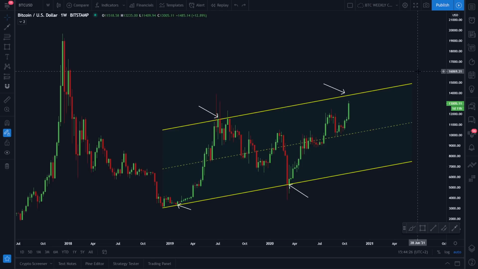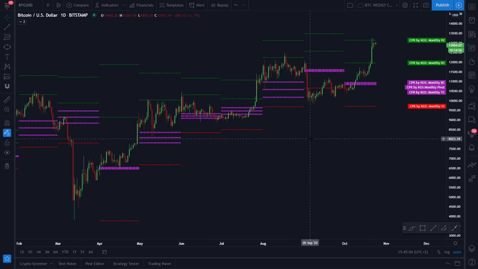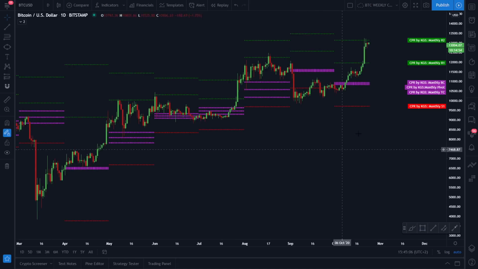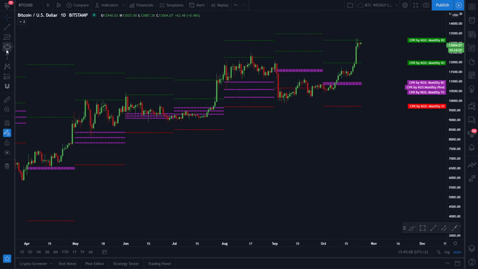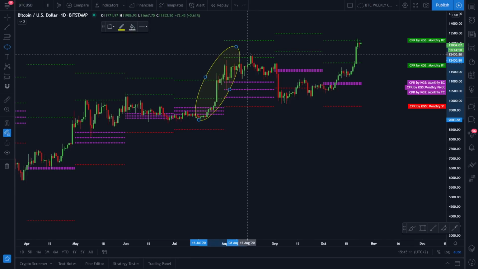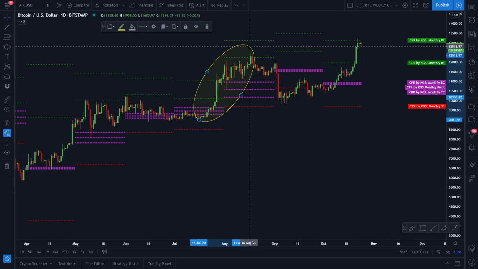And now what we are going to do, guys, is look at this price action in the daily time frame. So let's switch the chart. This is Bitcoin USD in the daily time frame, and if you look at this price structure with the help of the CPR, I've already mentioned to you guys that this price structure is playing out pretty solidly.